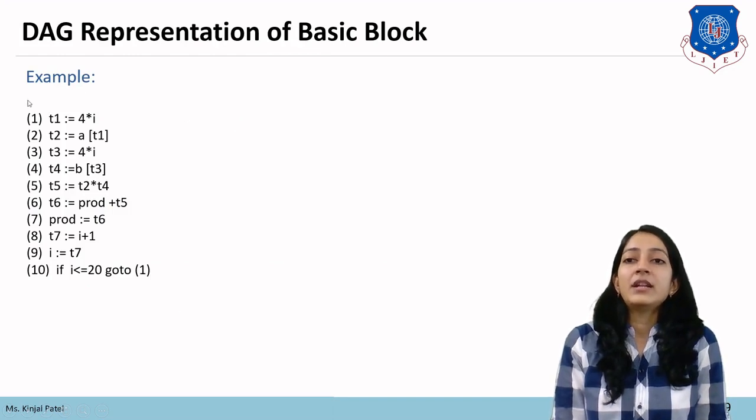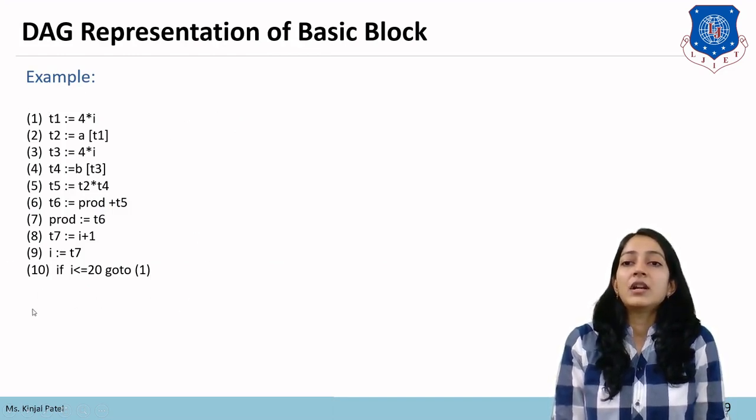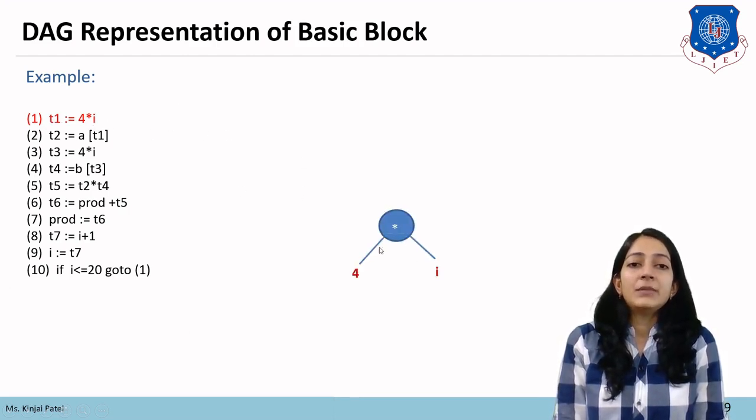Here we have taken the example for which we have constructed the basic block. So here is basic block 2, and we want to construct the DAG for this basic block. The first statement is T1 equals 4 star I, which is case 1. Here star becomes the parent node, and 4 and I become its children. 4 is the left child of star and I is the right child, and that star node will become T1.